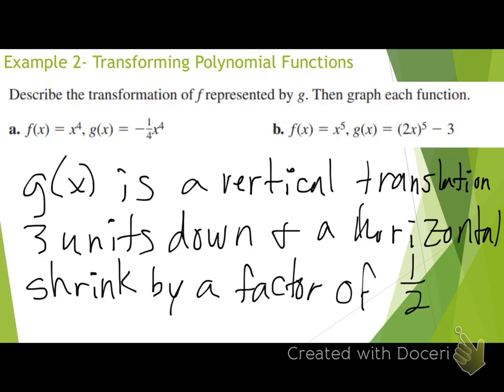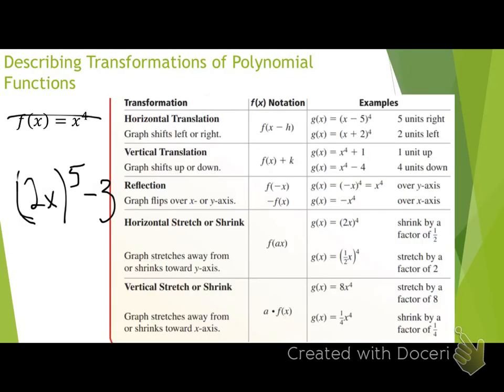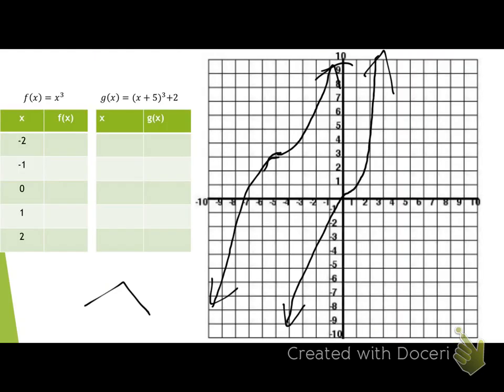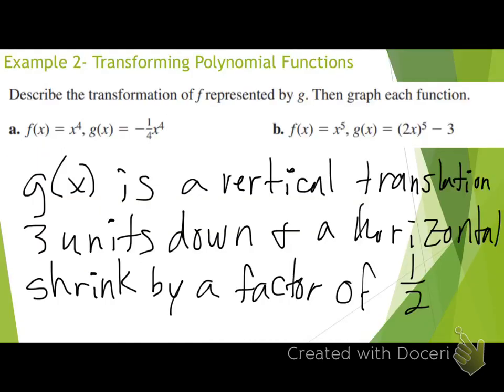Does everyone see that? Do I have a vertical stretch or shrink? Am I multiplying by any number outside the parentheses? No. So there's only 2 transformations going on here, correct? Vertical translation and horizontal shrink. Okay. Then I would graph these. Are we okay graphing wise? Graph them in your graphing calculator. Draw a sketch on your paper.